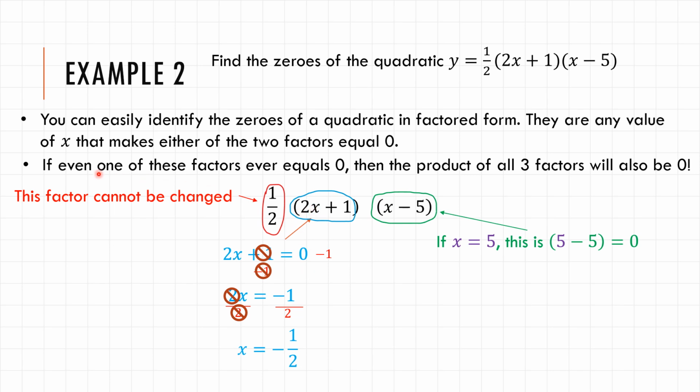Okay. So if I plug in negative 1 over 2 here, 2 times 1 over 2 is just 1. And a positive times a negative is a negative. So negative 1 plus 1 is going to be 0. So these are the values of x that will make this equal 0. It is 5 and negative 0.5.